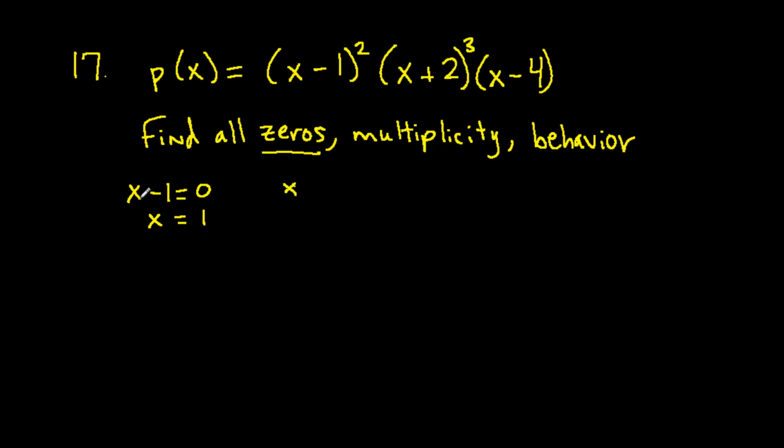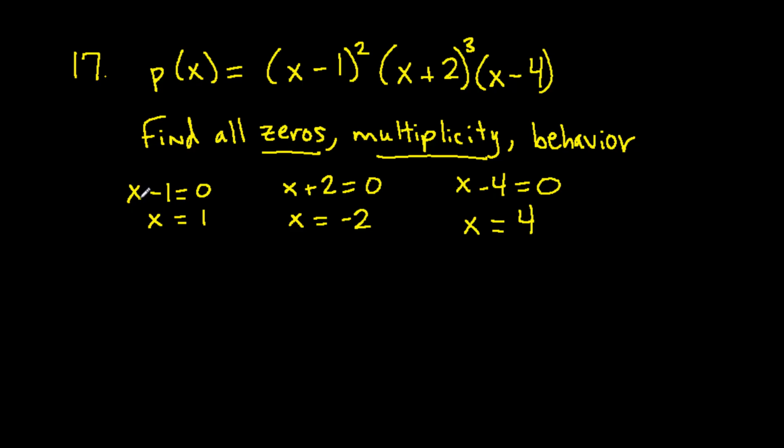The x plus 2, if you set that equal to 0 and solve it, you get a 0 of x equals negative 2. And x minus 4, if you set that equal to 0 and solve it, you get x equals 4. So we found the zeros. We just need to find out their multiplicity.